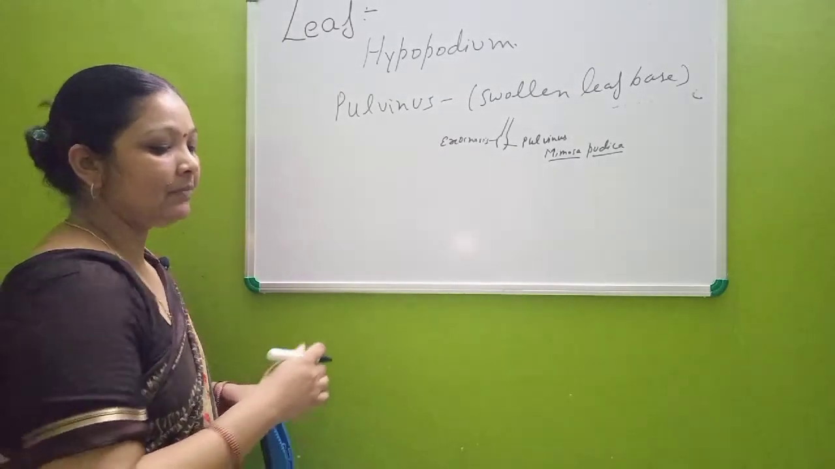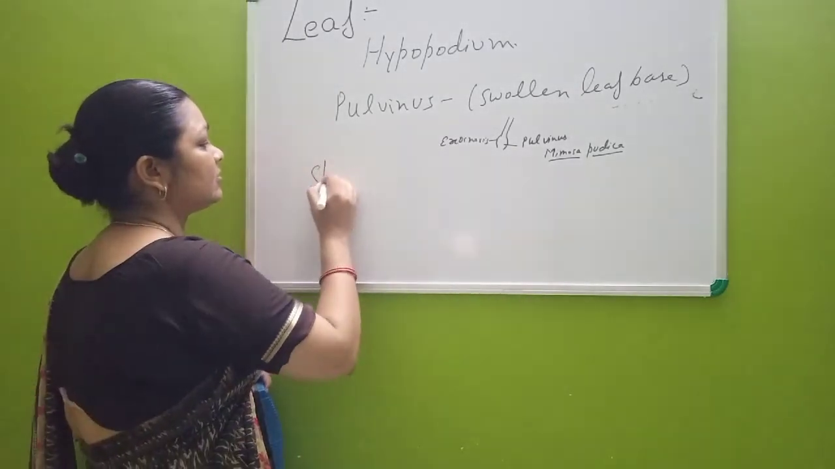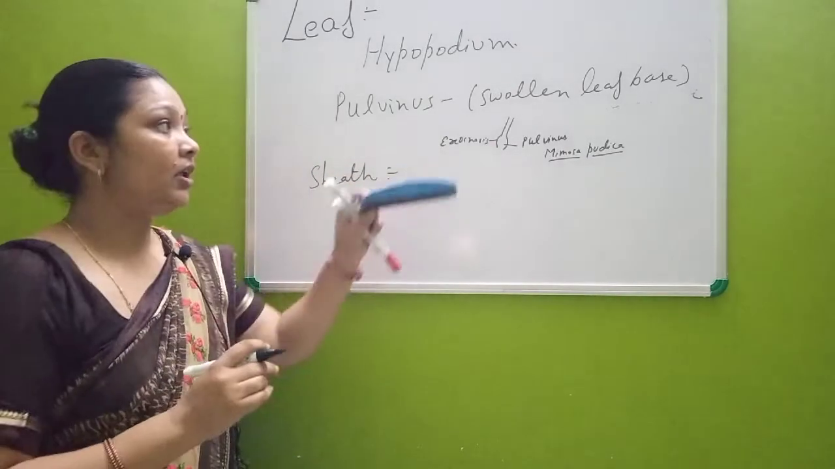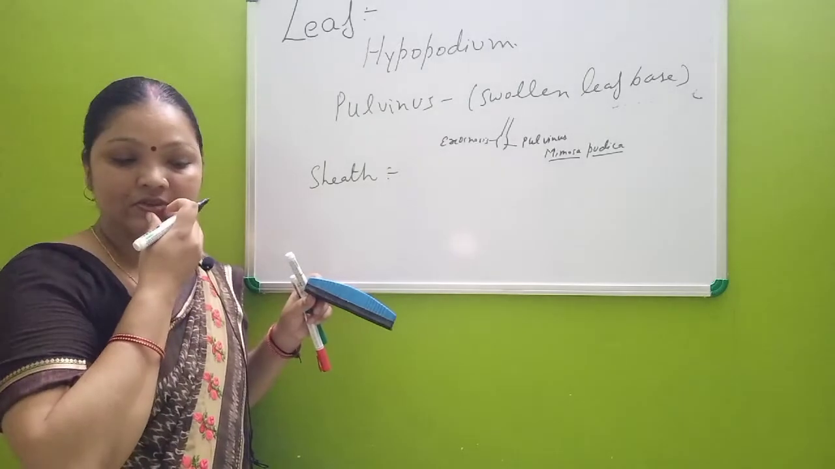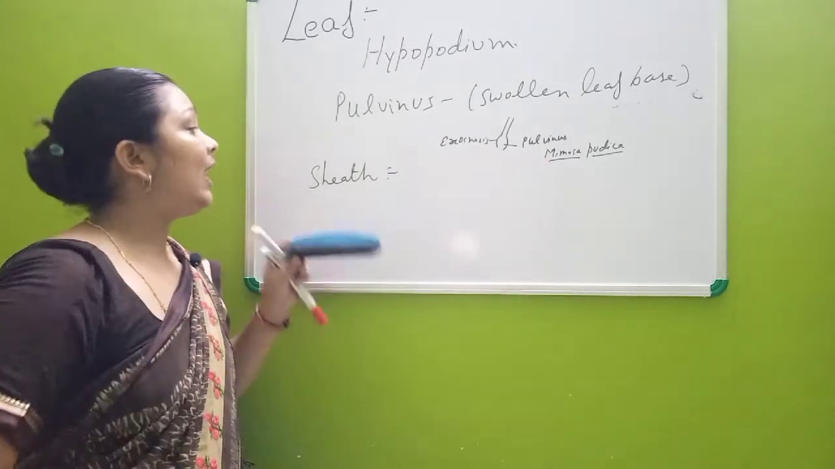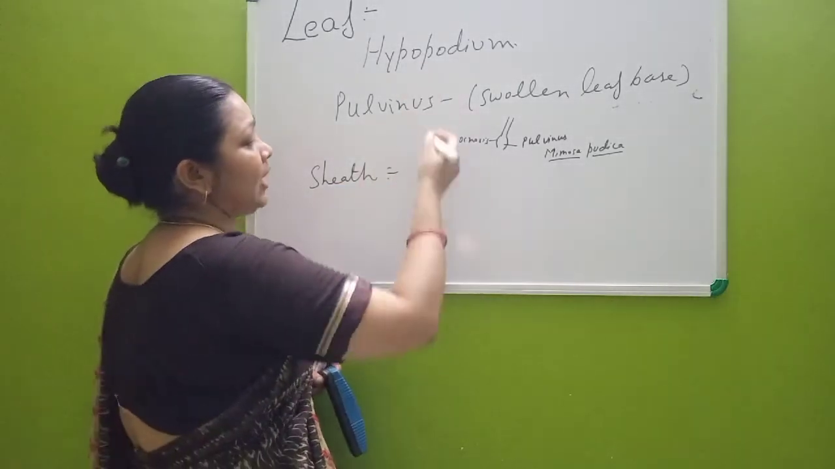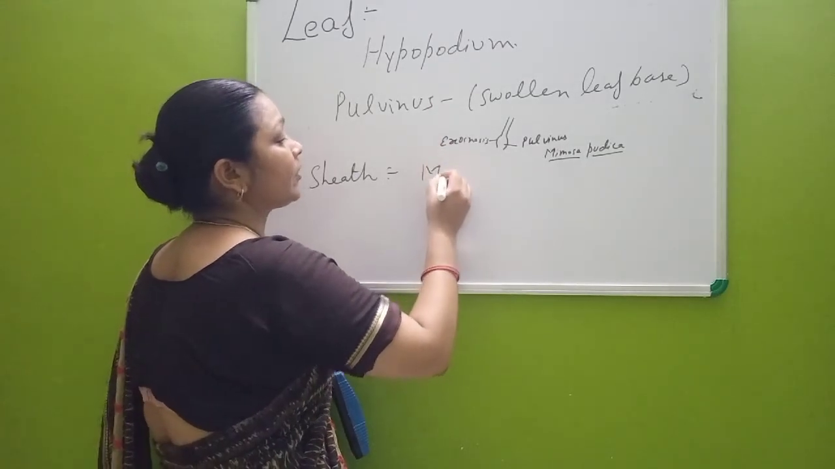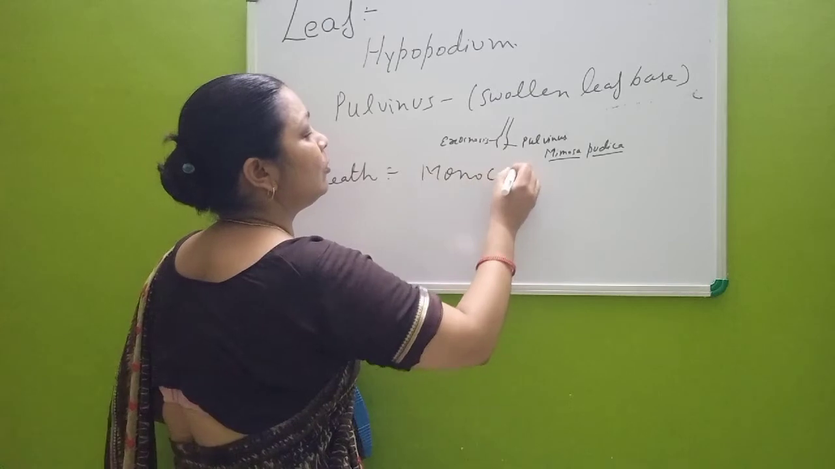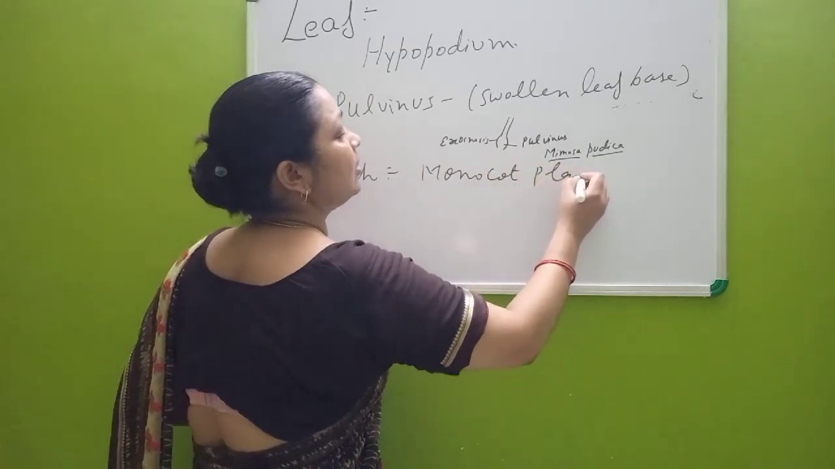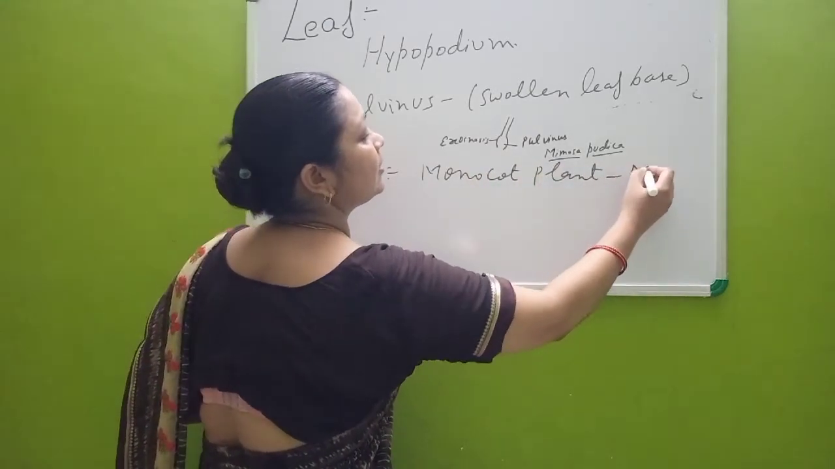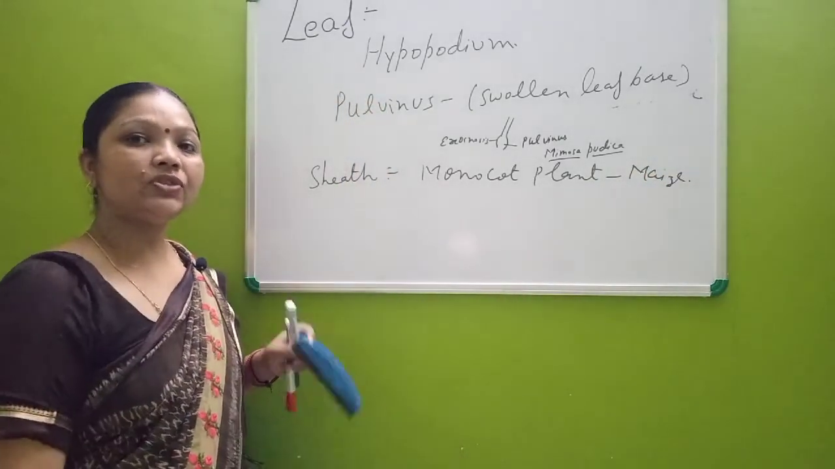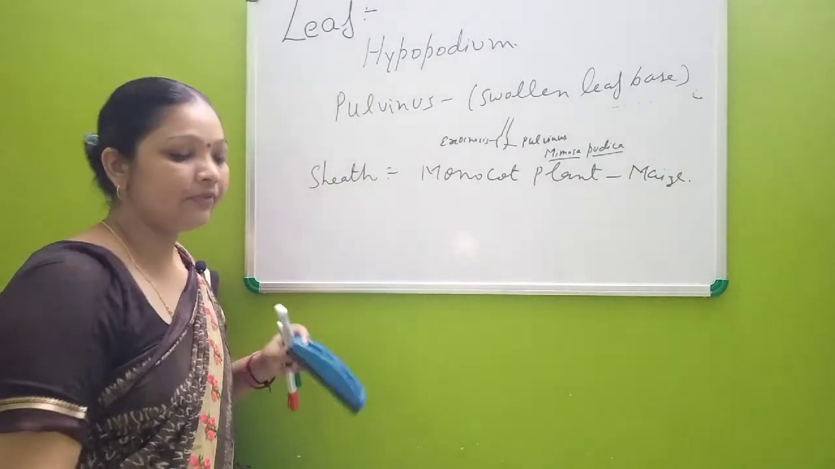Now the second type is present in sheath form. Here the first was swollen, but here it is a flat sheet form, and this sheet-form hypopodium is a characteristic of monocot plants like maize. In maize we'll find this type of leaf.